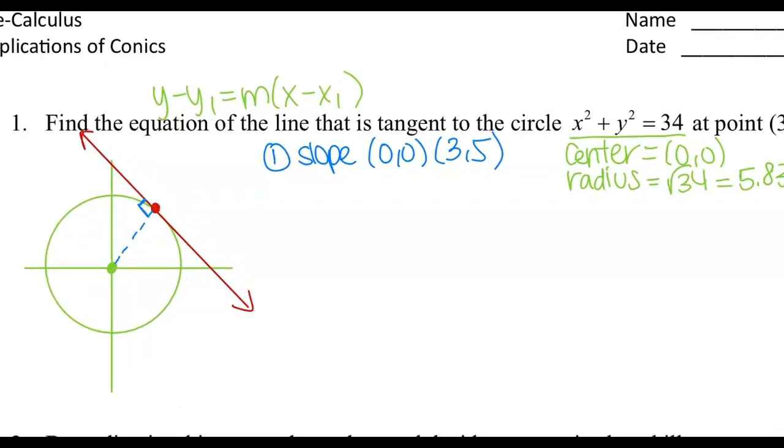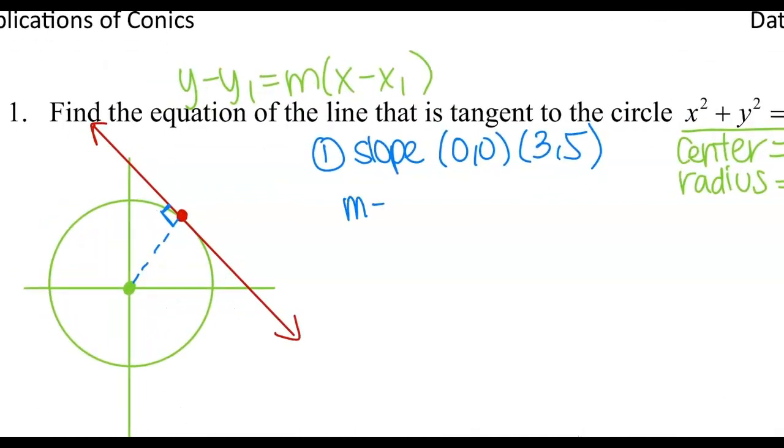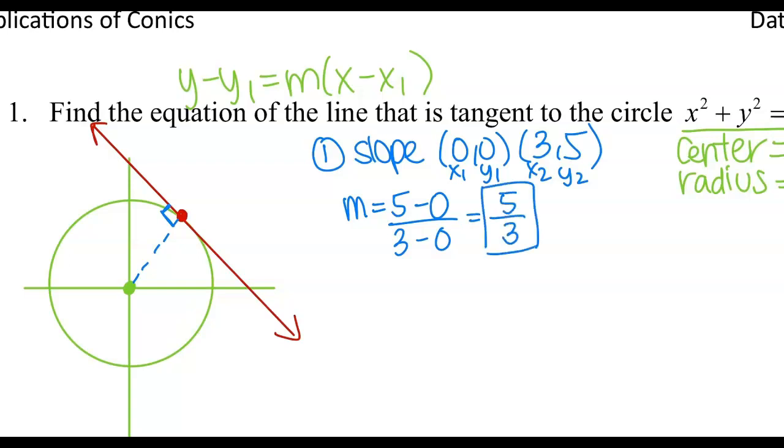I'm going to take my slope and substitute: y2 minus y1 over x2 minus x1. This is your x1, y1, and this is your x2, y2. This is basic slope you learned back in Algebra 1. I'm going to simplify, so this gives me 5 over 3. This is the slope that goes from the center of this circle out to the point of tangency on your line.